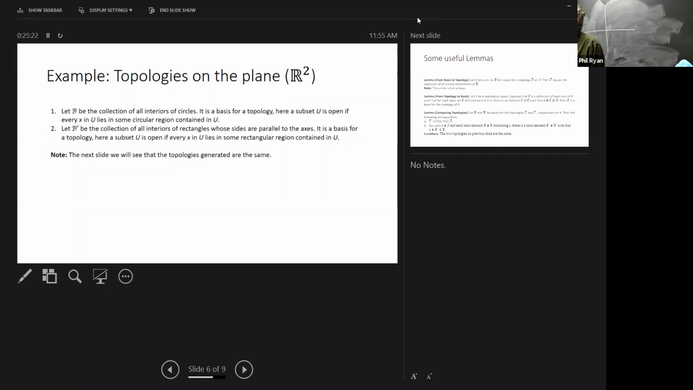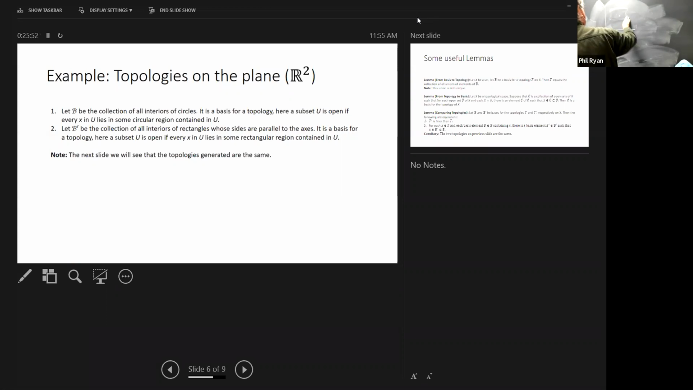Firstly, every element has got to be contained in some basis element. So if I give you an x, then you just put a rectangle around it. You do the rectangle from, I don't know, from x minus 1 to x plus 1 and y minus 1 to y plus 1, whatever. You can actually write down what the things are.